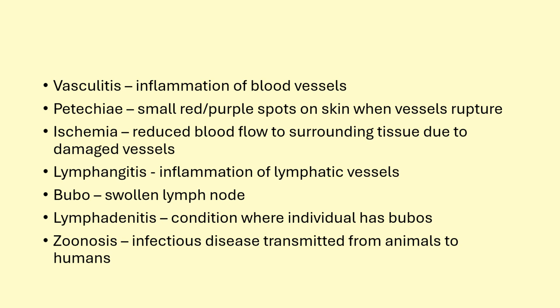Lymphangitis is inflammation of your lymphatic vessels. A bubo is a swollen lymph node. Lymphadenitis is where an individual has several buboes. There are certain diseases where that's a common symptom. Zoonoses are infectious diseases that are transmitted from animals to humans.